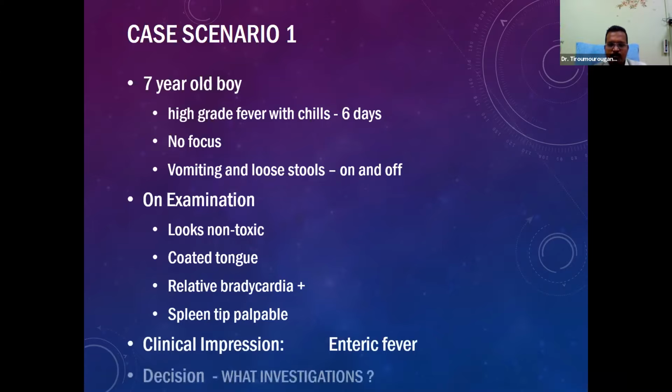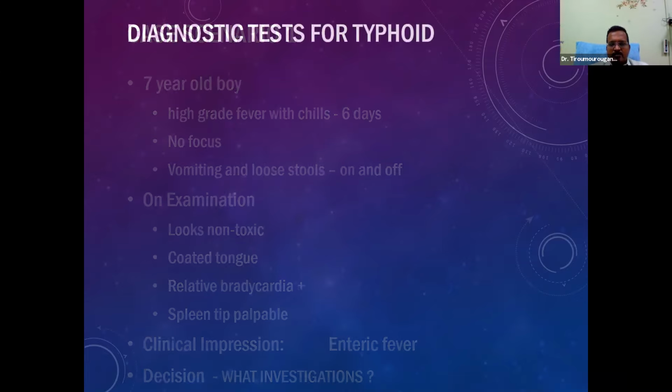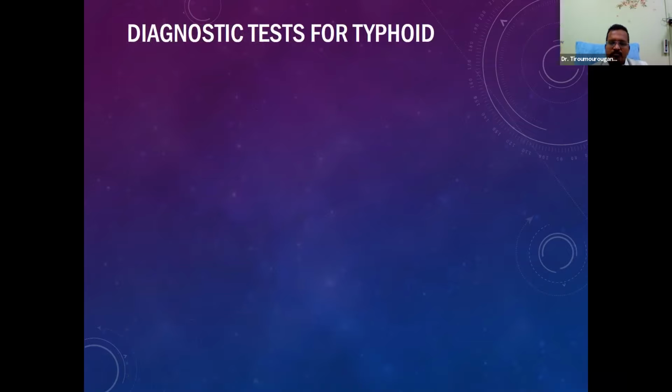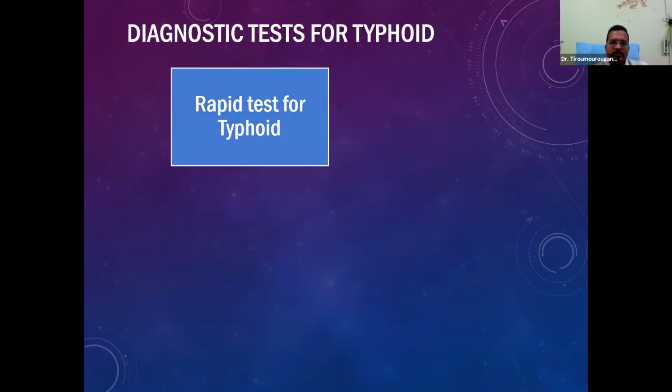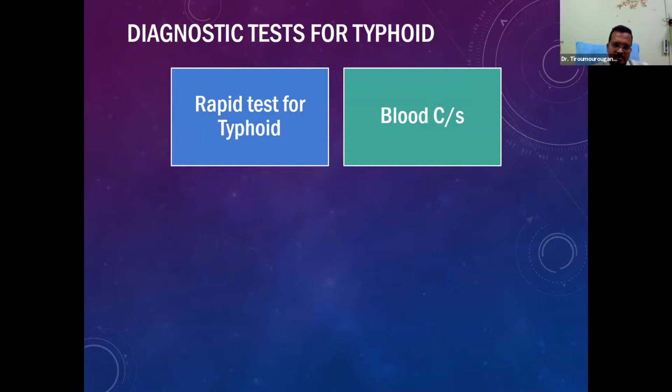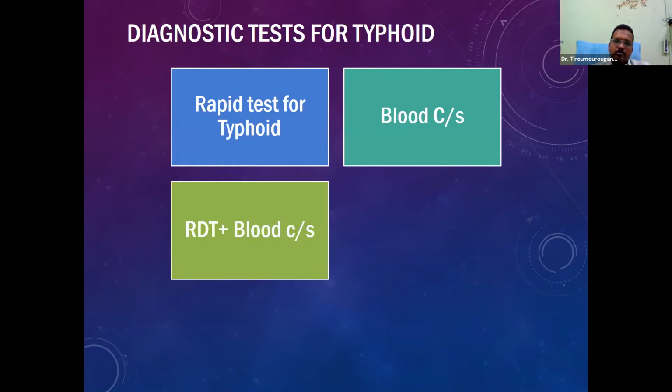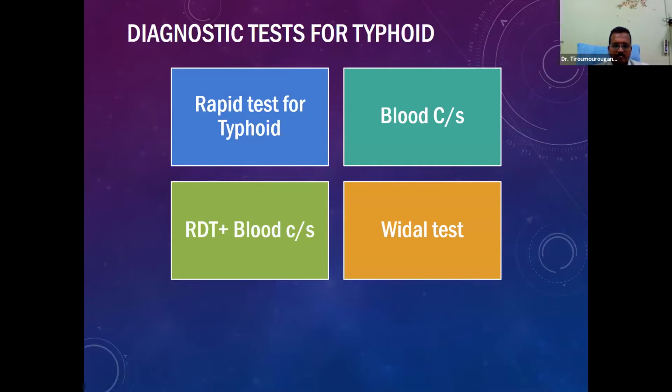Now, the question is, what do we want to do with it? Do we want to investigate, or do we want to just go ahead and start our treatment? Obviously, it makes sense to prove our diagnosis. So we do want to do some tests. So what tests are available? Can we do a rapid diagnostic test, a rapid test for typhoid? What about blood culture and wait for the results to come back? Why don't we combine both? And the favorite of most of our doctors, the Widal test.